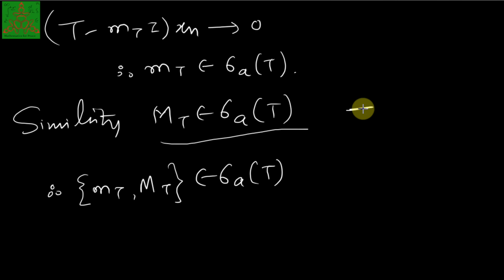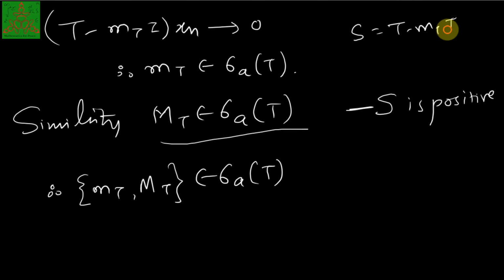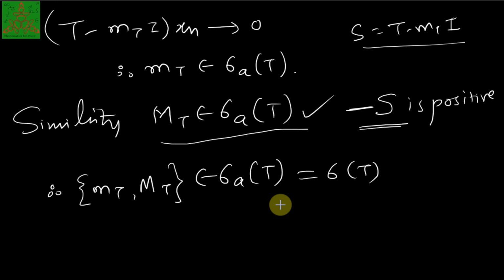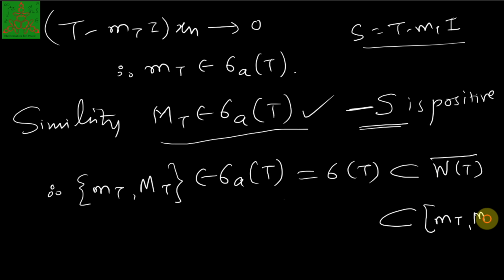To prove this statement you require that −S is positive. In the proof we have used S equal to T − mI. So this is my S, and to prove this one we required −S is positive. Since the approximate eigen spectrum of T is the same as the spectrum of T, these two are equal, and this will be a subset of the numerical range closure, and the numerical range is bounded by these two, so that's why this will be a subset of the interval between small m and capital M.